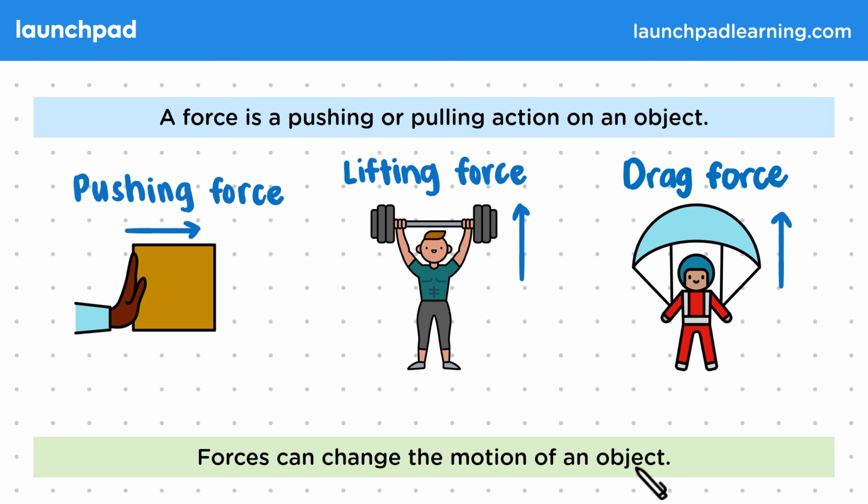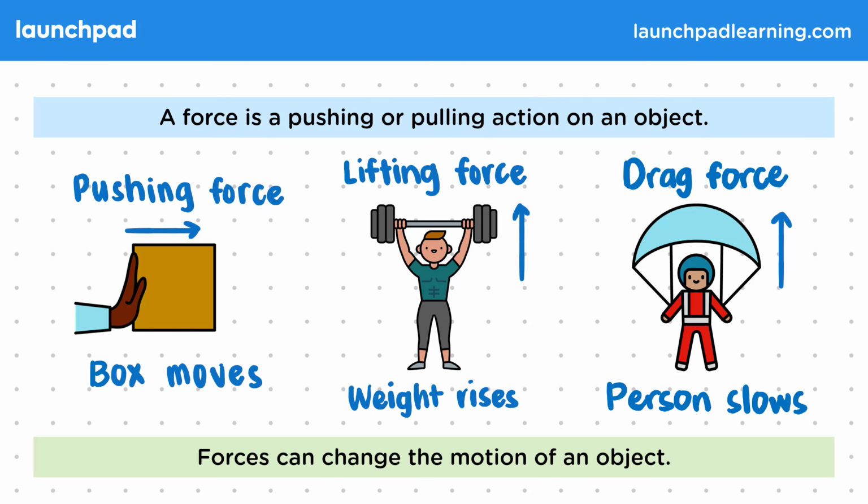So in these cases, the pushing force we give the box makes the box move and slide along the floor. The lifting force given to the weights makes them rise up off the ground. And the drag force from a parachute slows the person down so they can land at a safer speed.